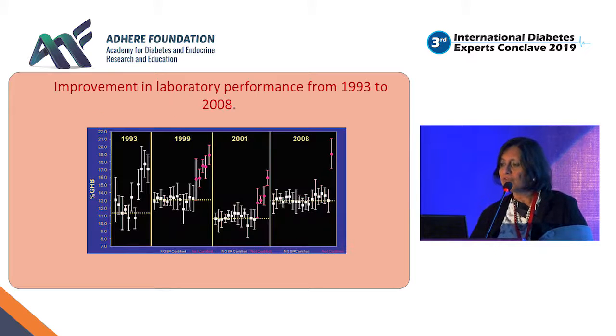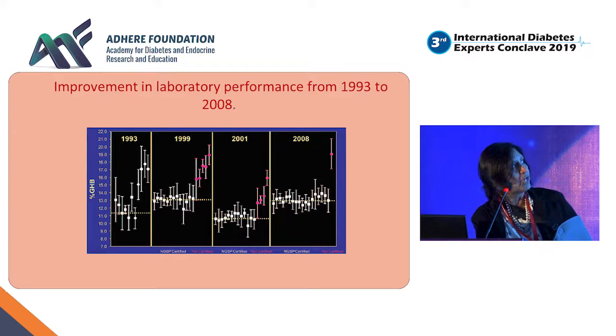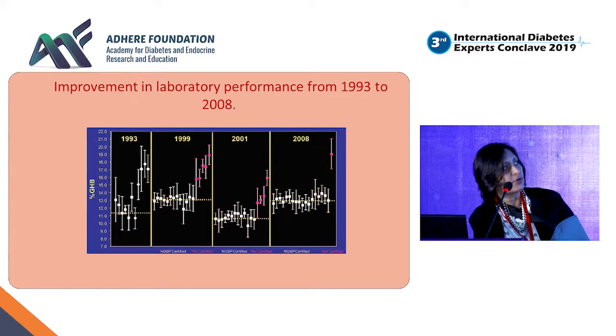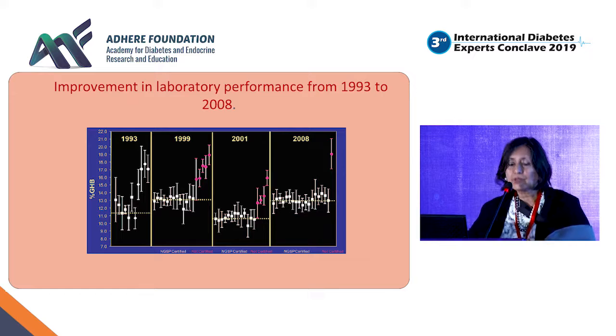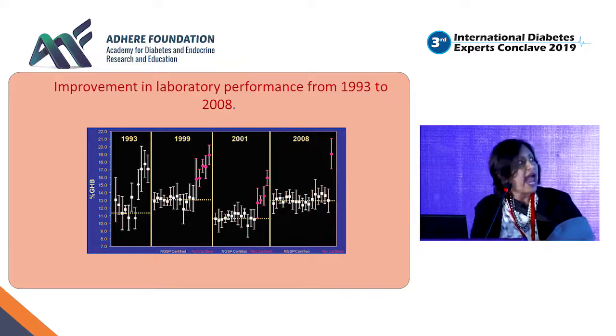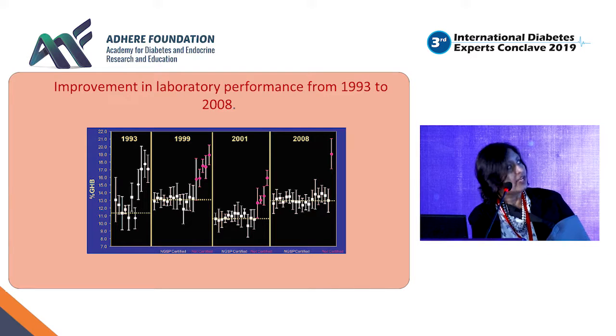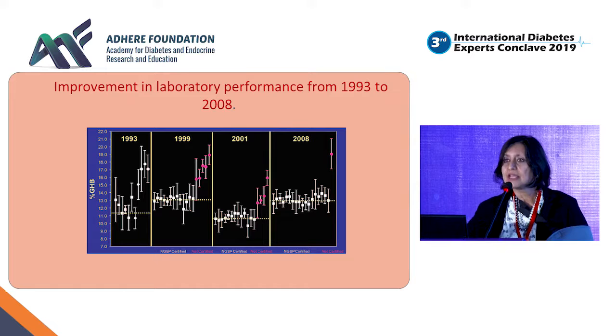Now, if you look at it from 1993 to 2008, there was a lot of variation in the lab methodologies. These were calibrated NGSP certified labs, and gradually as we progressed to 2008, the variation reduced a great deal. So there was a standardization of methodologies that was established by NGSP. And the methods which did not follow the NGSP standards had a lot of variation.